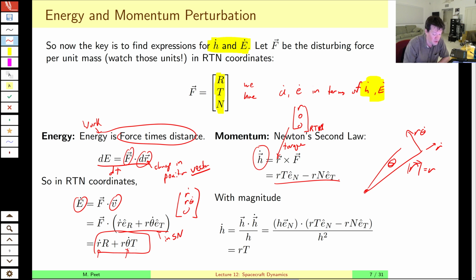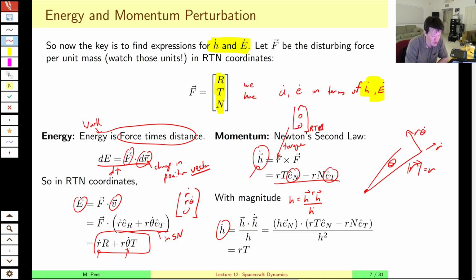Notice that there's, of course, no component of the angular momentum change in the radial direction. So that's interesting. There's a component in the tangential direction and a component in the normal direction for H dot. Now this is the vector value, mind you, not the scalar value. We also want to take the rate of change of the scalar value. And so what is the scalar value? Well, that's the vector value transposed with itself divided by the magnitude.